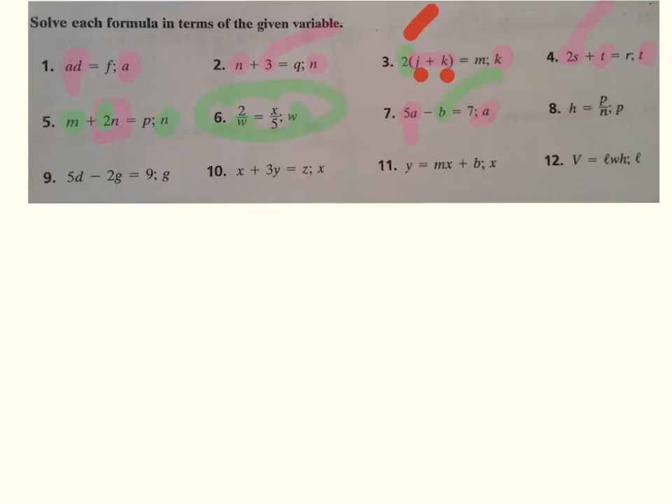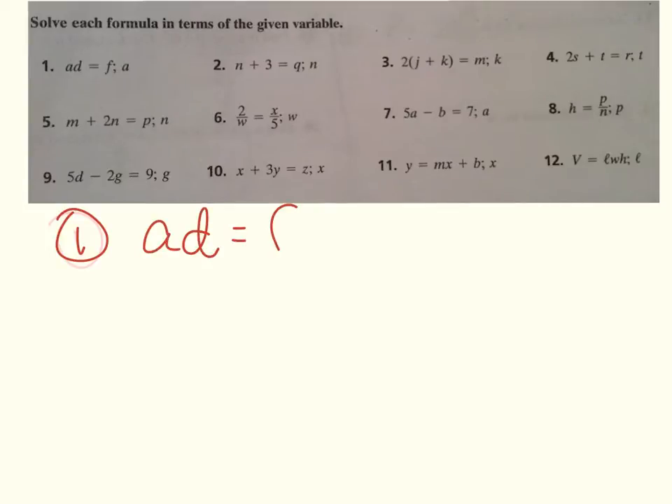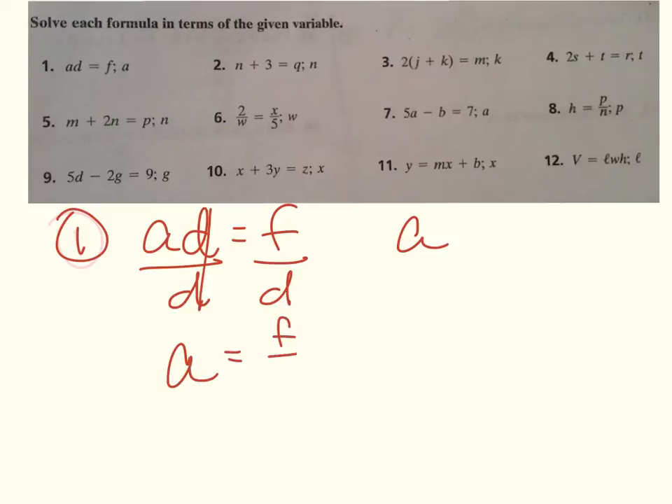So we're going to practice some of these. I'm going to go over a few of them. First I'm going to erase all these marks, and we're going to start fresh. Let's look at number 1. It's A times D equals F, and we want to get A by itself. This is going to be easy because it's A times D. We simply divide by D on both sides, and you get A is equal to F divided by D.